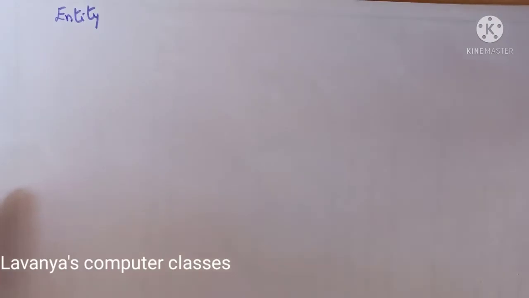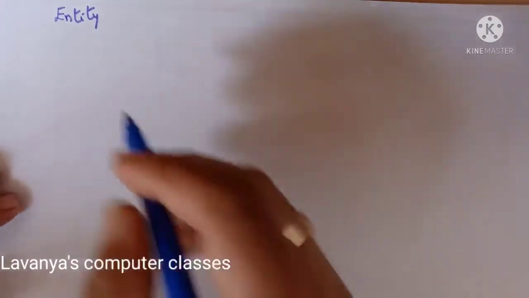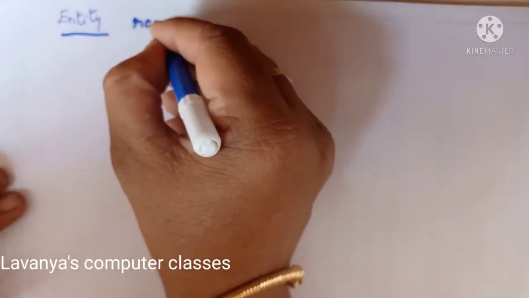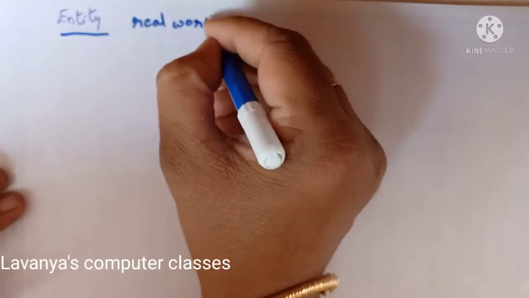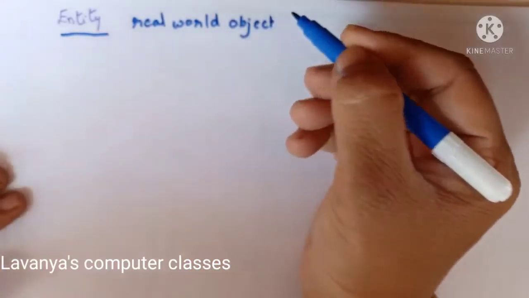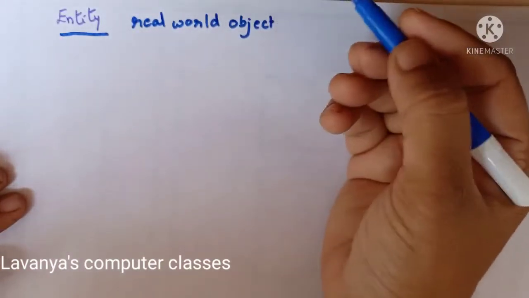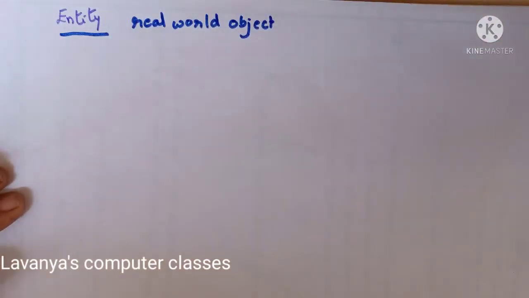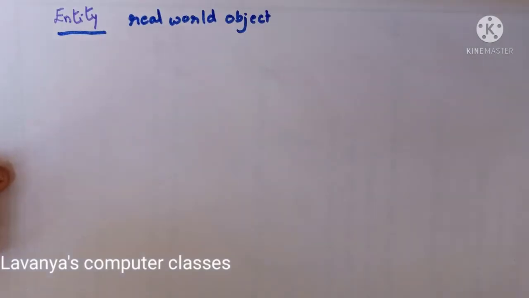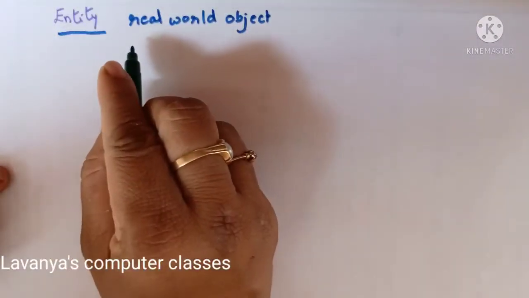Now we'll explain the first component of the ER diagram, that is entity. So what does entity mean? An entity is a real world object that is distinguishable from other objects. Everything is known as an entity. Among real world objects, apple, mango, student, employee, person, everything is known as an entity.